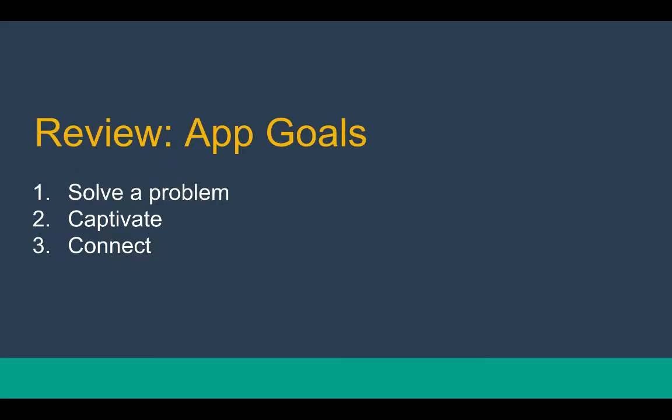As we learned in week 1, you want to create an app that solves a problem that you or your client has. So let's review. We're going to solve a problem. Your app should solve a problem for your users. This means it makes their lives easier. You want to captivate your user at every opportunity. And you most certainly want to connect your user with your app and to a community of users.